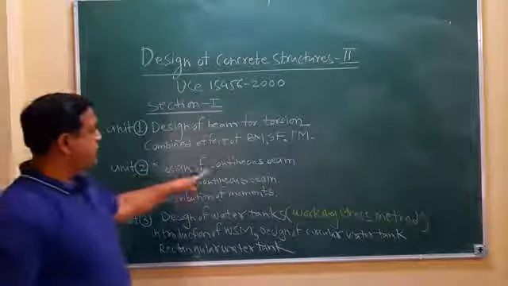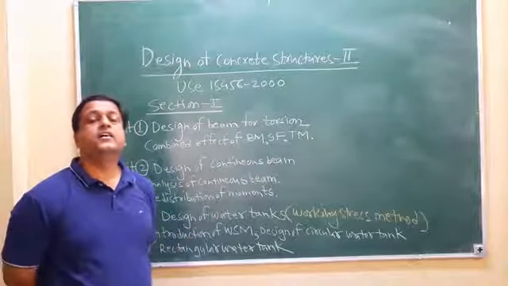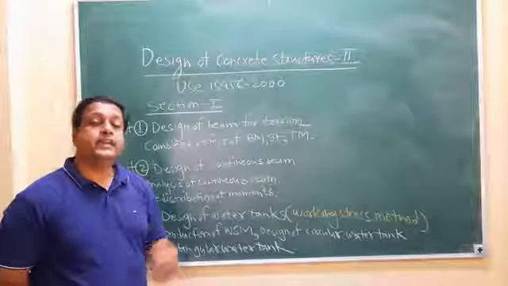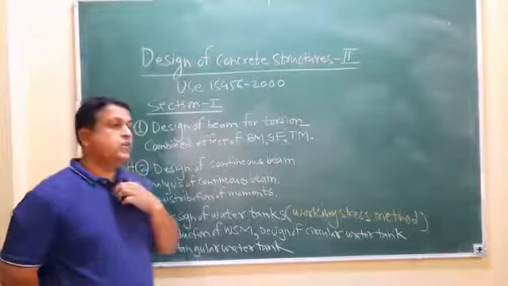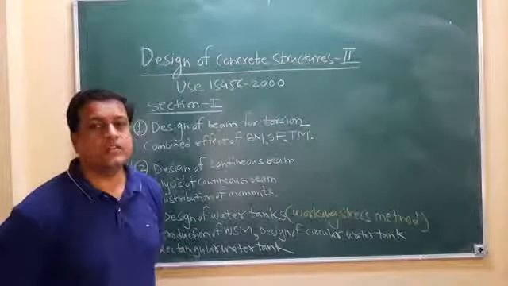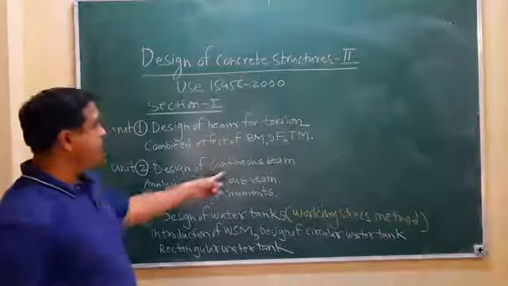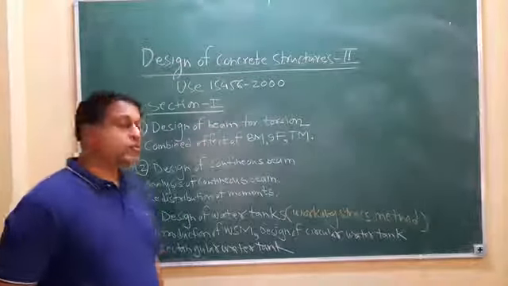Unit number 2, design of a continuous beam. When there is continuity, the beam becomes indeterminate. So due to indeterminacy of the structure, some extra moments develop. Those moments you have to consider, and design the continuous beam.